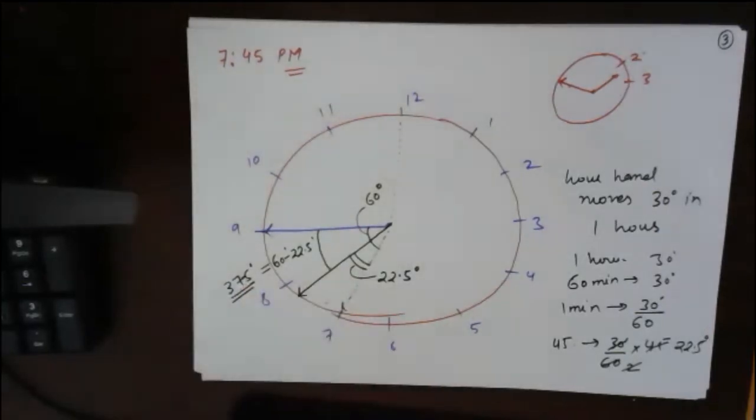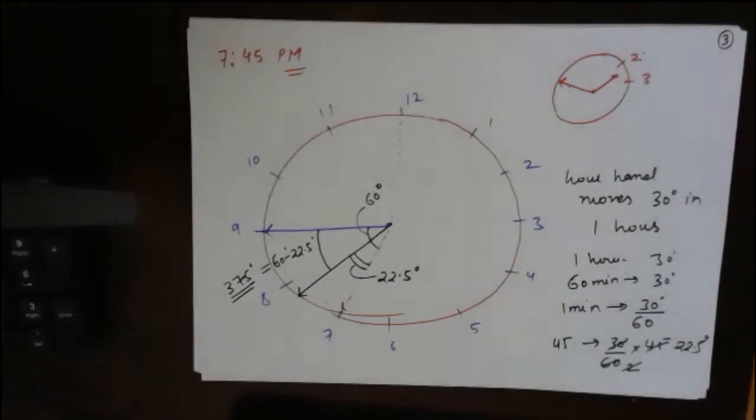Everybody understood? Just check it once again. What I have done: 5 pi by 24. Okay, very good. Excellent.